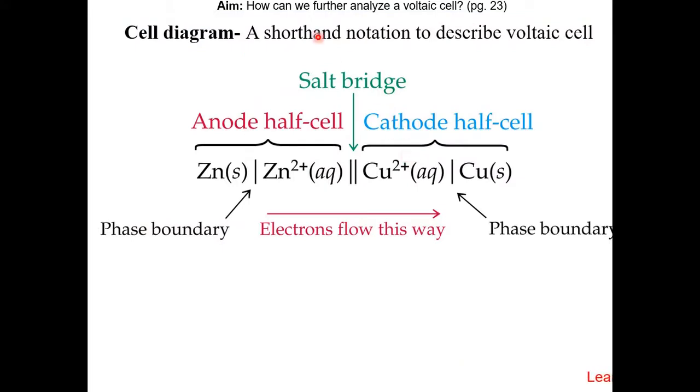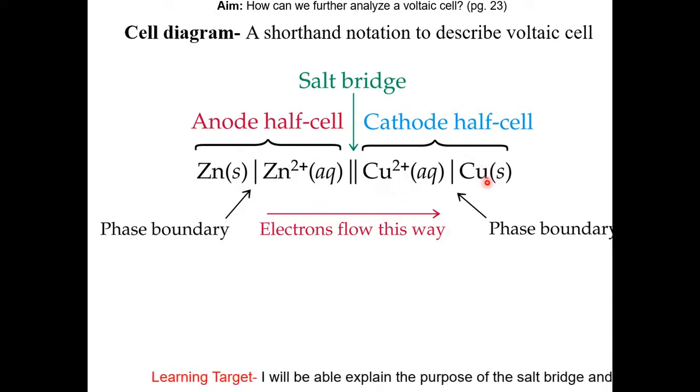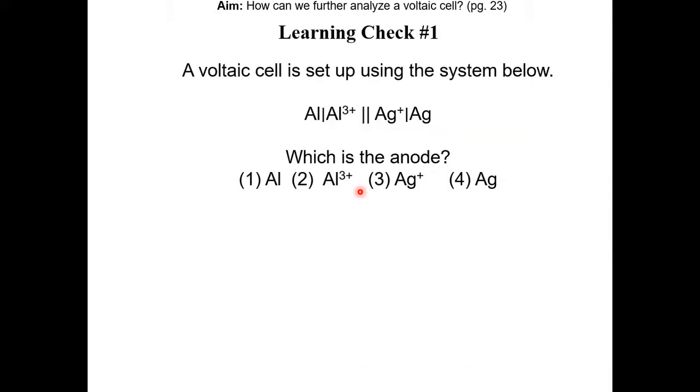A cell diagram is a shorthand notation to describe a Voltaic cell. This diagram is used to illustrate the redox reaction in a Voltaic cell. On the left is the anode. The zinc is being oxidized to zinc positive 2. On the right is the cathode. Copper 2 plus is being reduced to copper solid. Electrons flow from the anode to the cathode. These two lines in the middle represent the salt bridge.